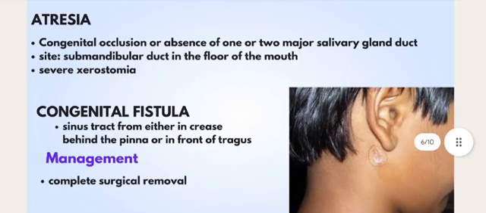Atresia is congenital occlusion or absence of one or more major salivary glands or ducts. Site: submandibular duct in the floor of mouth. There is severe xerostomia in atresia. Next is the congenital fistula, a sinus tract from either a crease behind the pinna or in front of the tragus. Management is complete surgical removal.